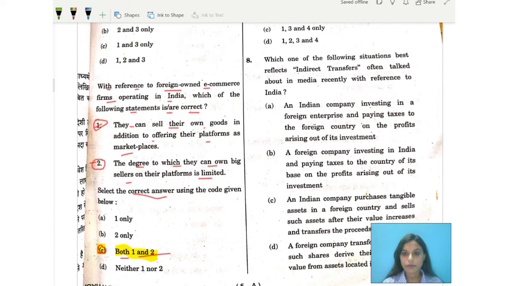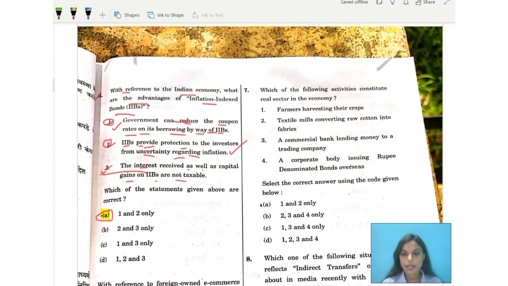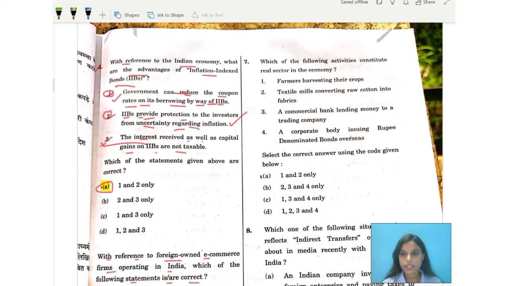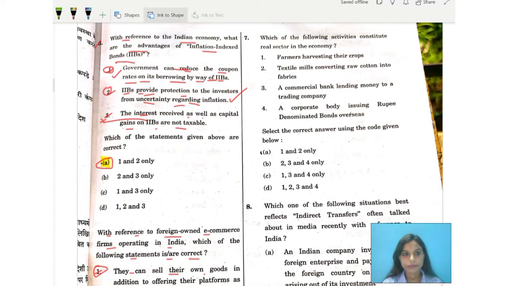Question number 7 for the UPSC 2022 paper, General Studies portion. Which of the following activities constitutes the real sector in the economy? Now over here, let us read the statements first, what they have given. They are talking about activities which constitute the real sector in the economy.